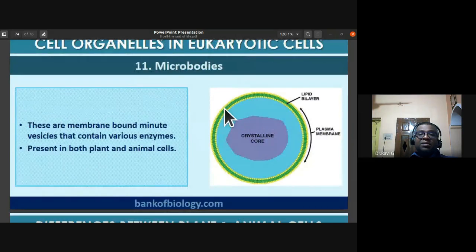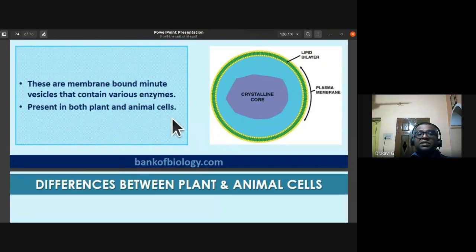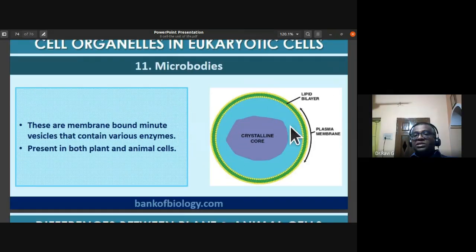Then among organelles, you also find microbodies. What are microbodies? These are membrane-bound minute vesicles that contain various enzymes. They are present in both plant and animal cells.